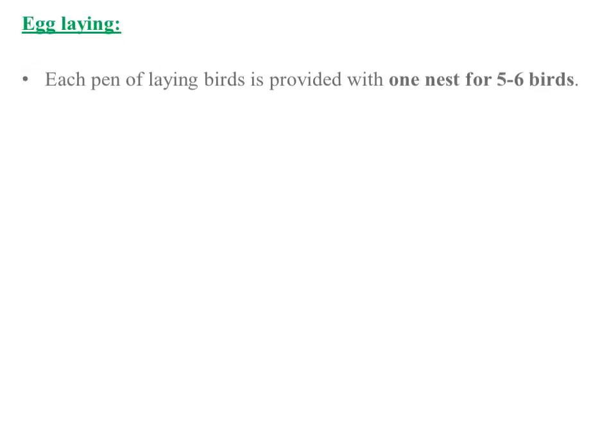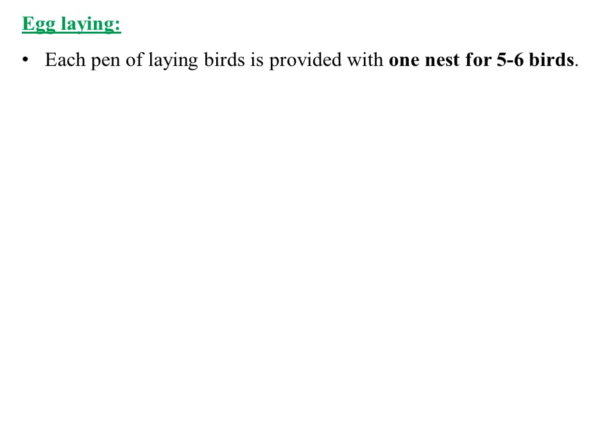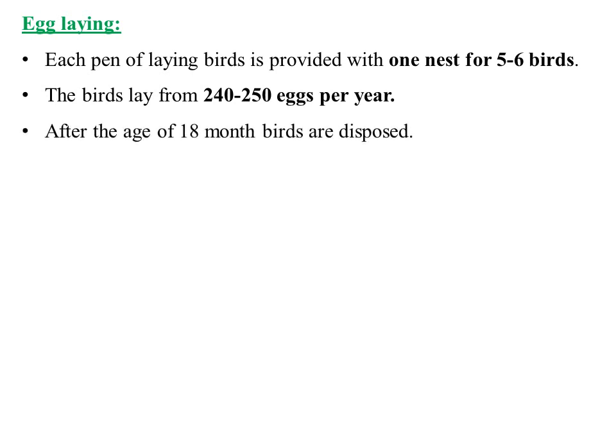And egg laying: each pen of laying birds is provided with one nest for 5 to 6 birds, and the birds can lay 240 to 250 eggs per year, and after the age of 18 months the birds will be disposed of.